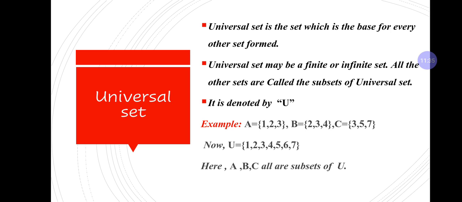Here is an example. Here set A has elements 1, 2, 3 and set B has elements 2, 3, 4 and set C has elements 3, 5 and 7. Then the universal set will be like this, which contains all elements of A, B and C. Here A, B, C all are subsets of universal set U.